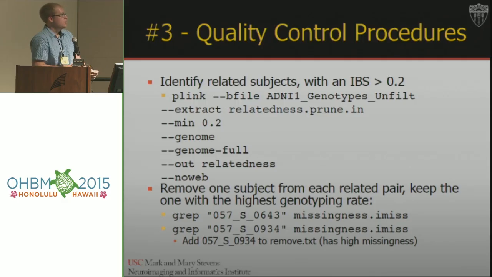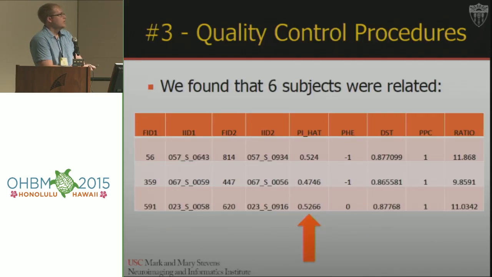In the case of ADNI, we actually found that there were 6 subjects that were related. This is actually a big problem, and so this is the column. The pi hat score is the score that we're interested in, and it looks like there's about 3 sibling pairs, and we need to handle that.